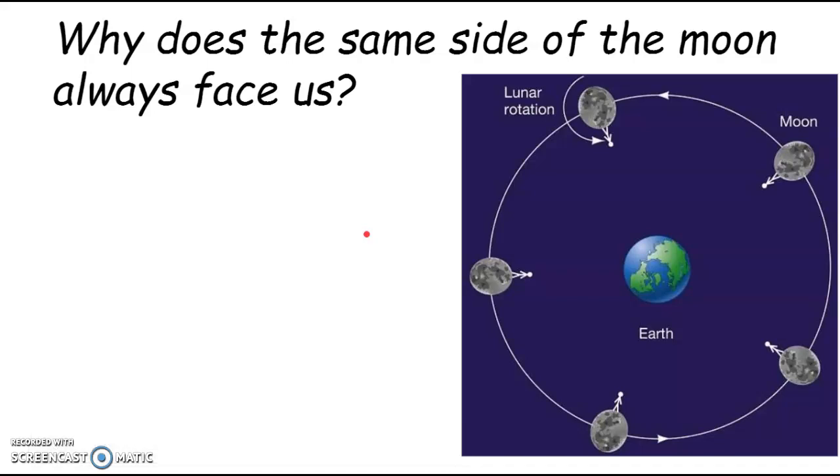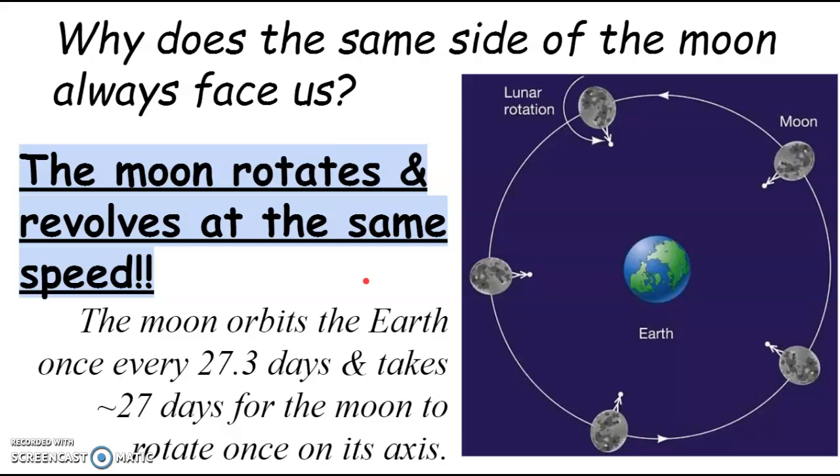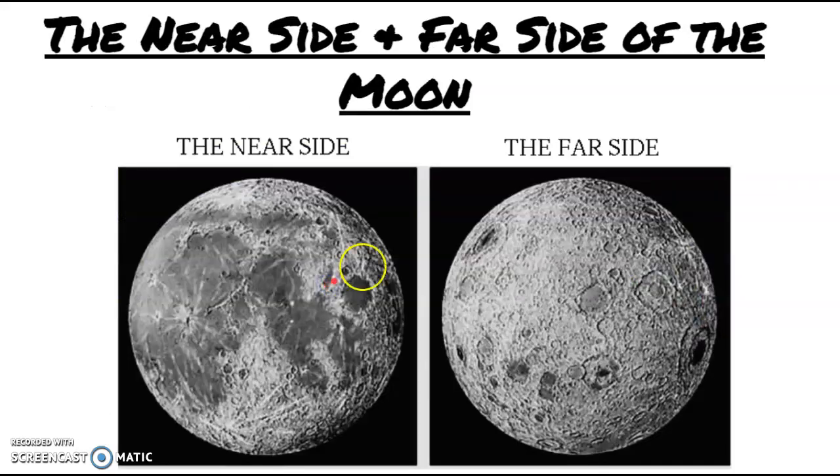So why does the same side of the moon always face us? It's because the moon is rotating and revolving at the same time. It takes about 27 days for the moon to rotate once. Now the Earth rotates every 24 hours, but the moon does its rotation much slower. So as the moon moves around the Earth, which takes about a month, roughly 27 days, it also spins once every 27 days. So basically the same side of the moon is always facing the Earth.